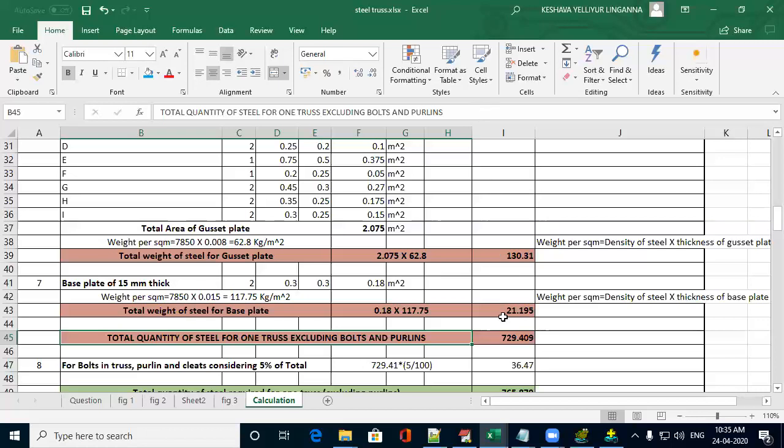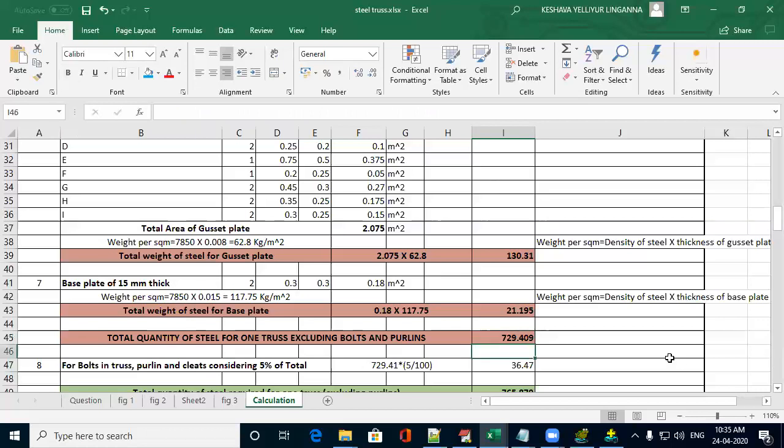Now keep on adding the above thing till here. Whatever the detail you have got above in this column, keep adding. So you will get the total quantity of steel for one truss excluding bolts and purlins. At this stage, you have to do the total. Till this point, you don't do any totaling.